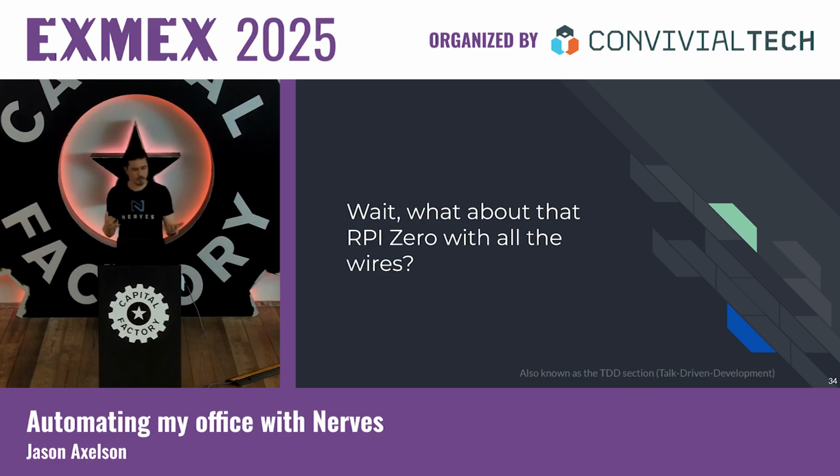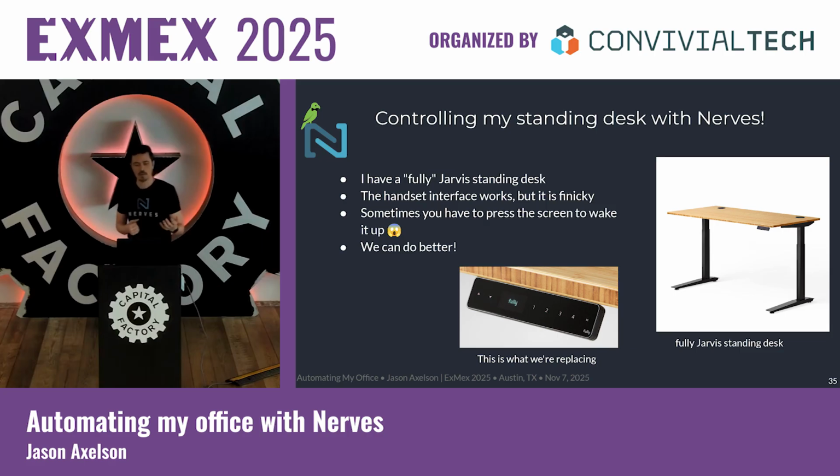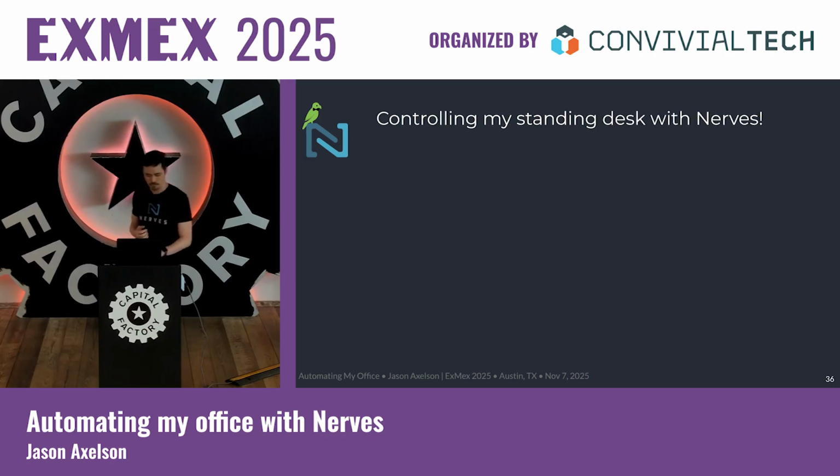So wait, what about all those wires that you had in that Raspberry Pi Zero? Tell me about those. Well, that is for controlling my standing desk with Nerves. This is my latest automation. I have a Fully Jarvis standing desk. I think a couple of you may have something similar. It comes with a handset interface that is a touchscreen, and it works, but it is a little bit finicky, and sometimes it goes to sleep, and you have to press a button to wake it up, and press another button to then change the position. That's a little bit of friction and frustrating, so let's improve it.